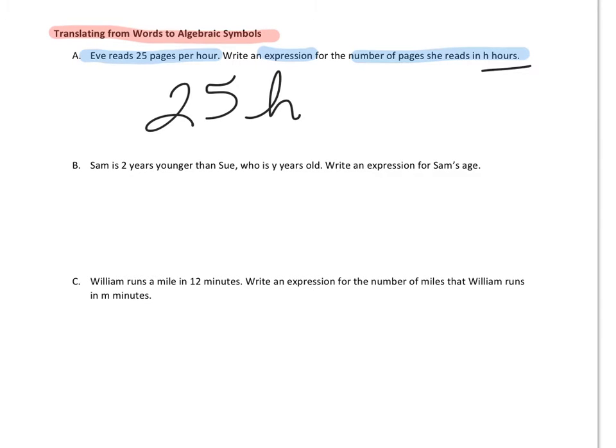On the second one, Sam is 2 years younger than Sue, who is y years old. So y belongs to Sue. Write an expression for Sam's age.